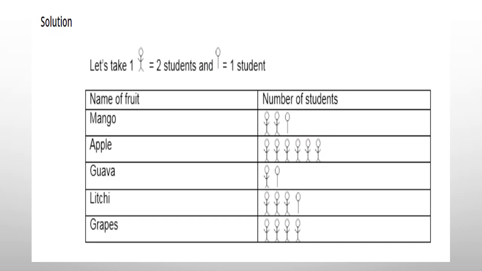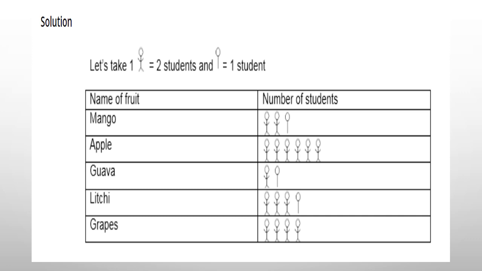Now, let us see how to do this pictograph. Here, I have taken a simple symbol which represents 2 students and one more symbol which represents 1 student. Now, we can draw a simple table, children. On the left side, write down the name of the fruit and on the right, the number of students. Now, how many students like mango? 5. So, this symbol represents 2. So, 2 plus 2, 4. And this symbol represents 1. So, 4 plus 1, 5.